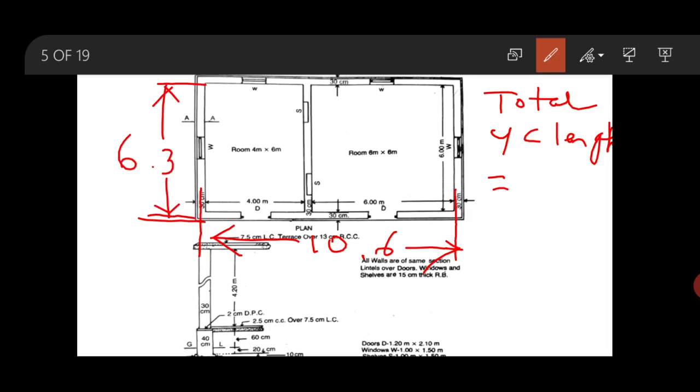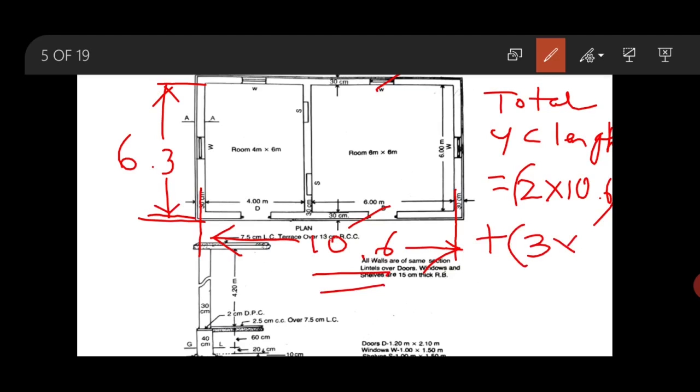So we can write it as 2 into 10.6, as there are two walls having the same center length of 10.6. With this we will add 3 into 6.3, so there are three walls having the same center to center length of 6.3. So the total center to center length will become 40.10 meter. Okay. So this is the total center to center length.